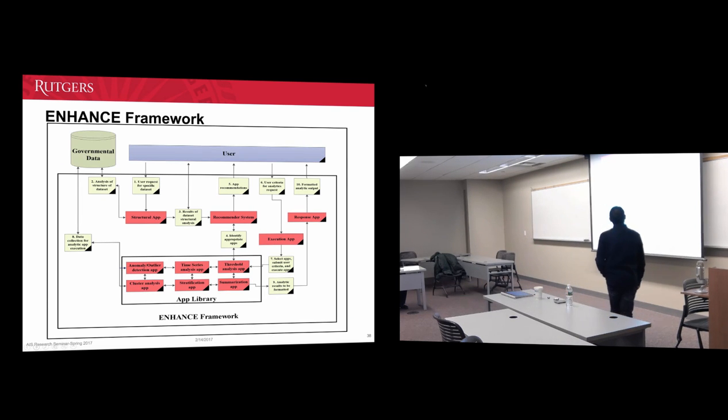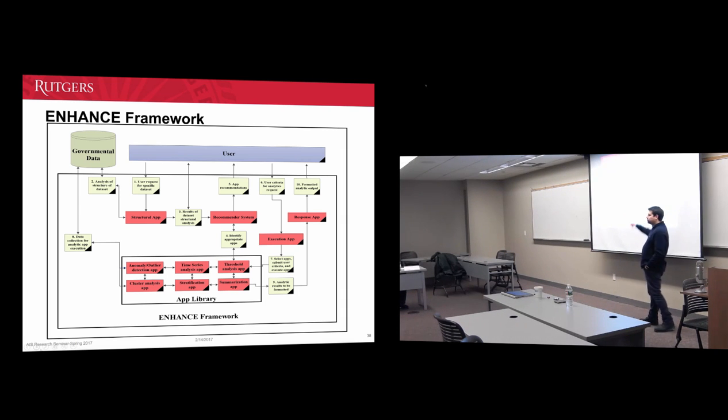Now, this is the framework. You have the user, you have the enhanced framework, and you have the different government data. This one will not work, of course, if you have the data in PDF. This is assuming that you have the data in more or less a computer or machine-readable format. This is one of the reasons why it's very important to have something in machine-readable format to be able to run this kind of analysis.